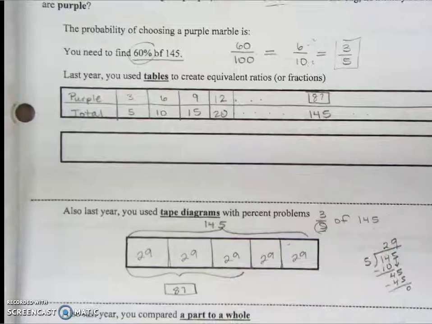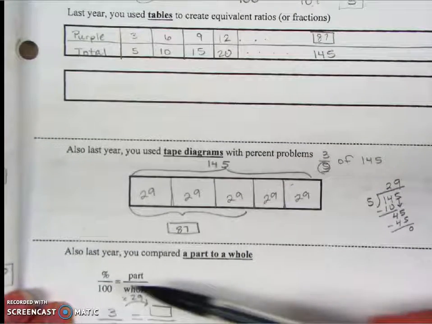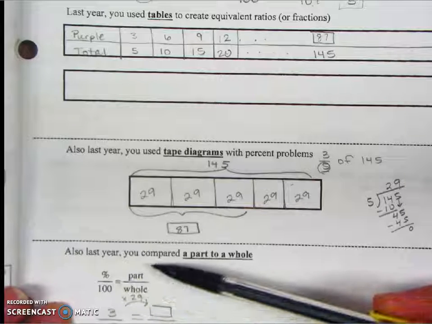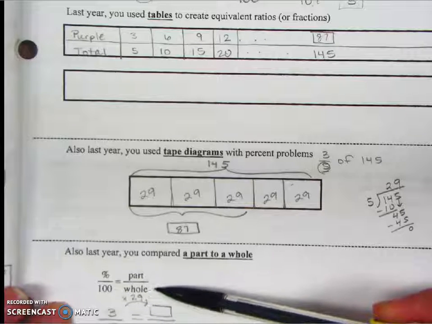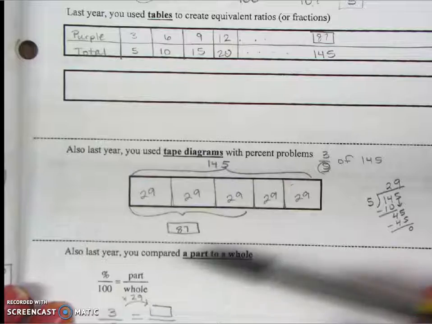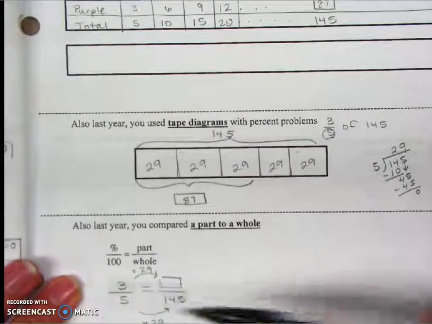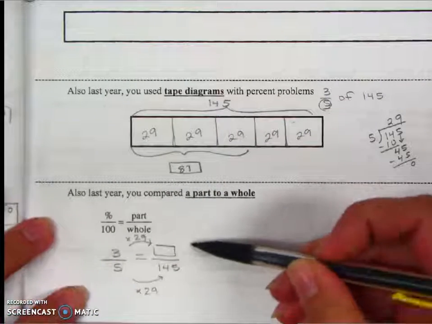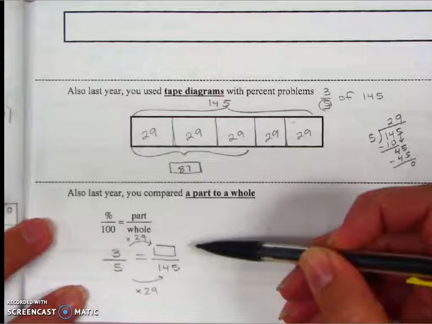The other way was last year you saw part to whole. So you would know that percent over 100 would be equal to the part divided by the whole thing. And so we could set up that reduced fraction, 3/5, to be equal to the missing piece over 145. So we could set it up this way also.